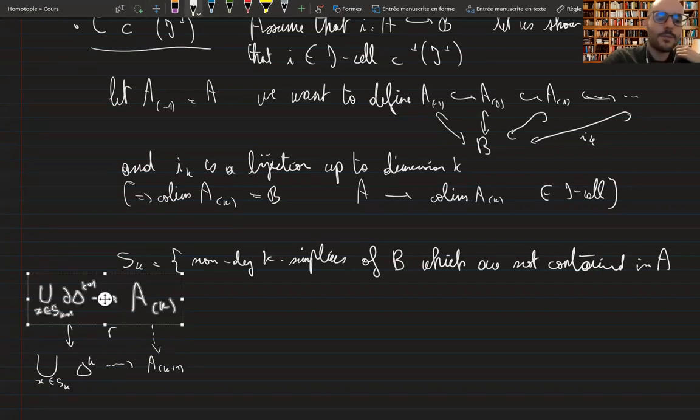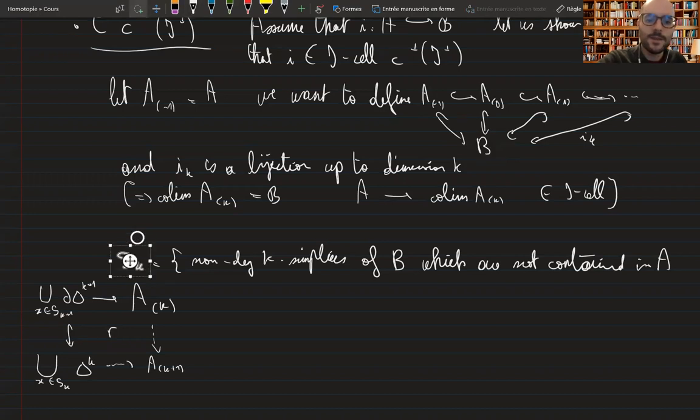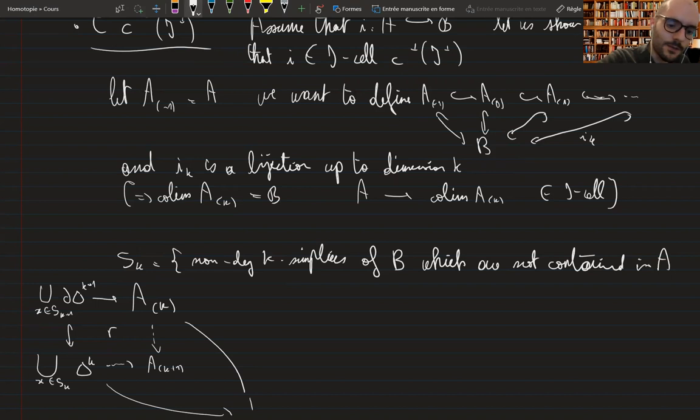Where here, how do you define this map? Well, up to degree K, the inclusion of AK into B is a bijection, and all the faces of SK plus one here are in degree K. So they are already in AK. So you define it like this on the faces, and then to get the inclusion, this is the inclusion. And here, well, by definition, here it's a simplex of B, so it defines a map from delta K plus one into BK.